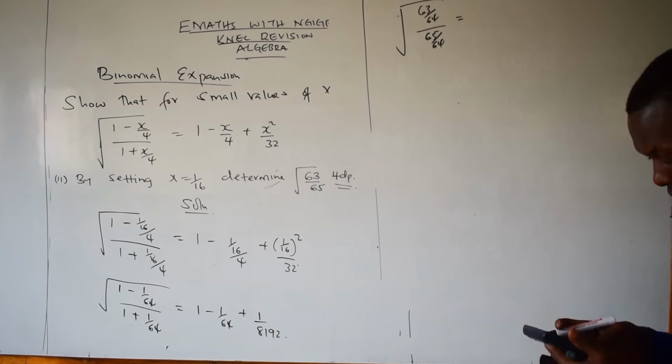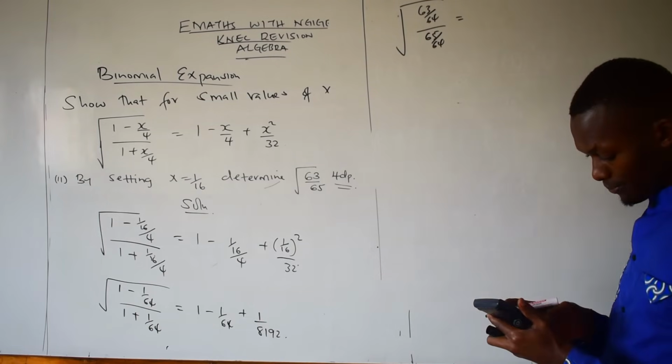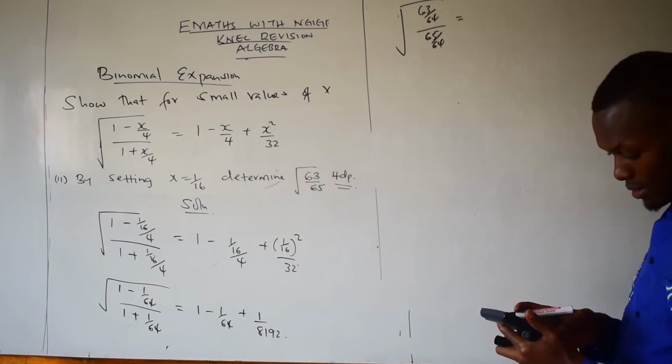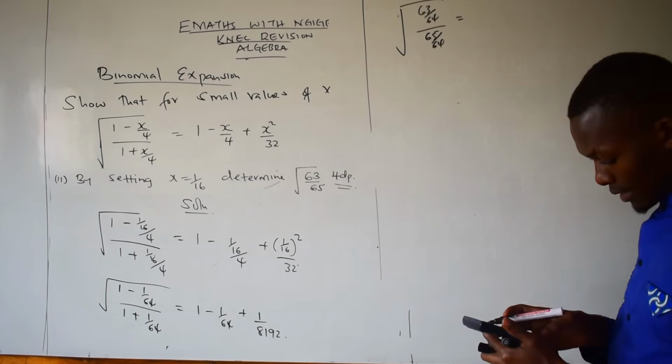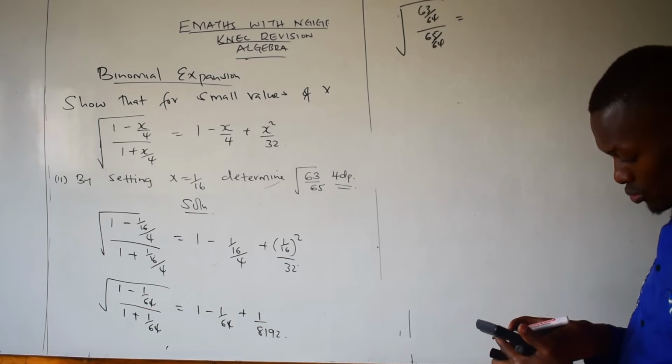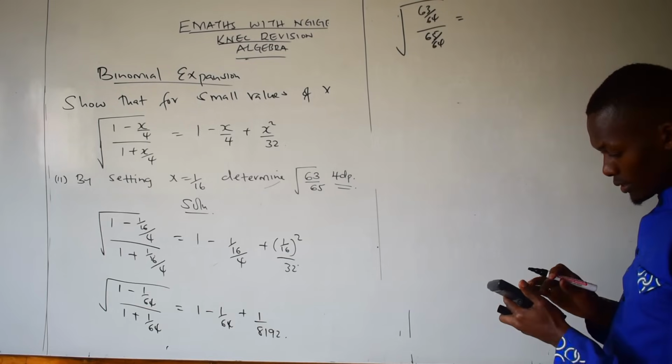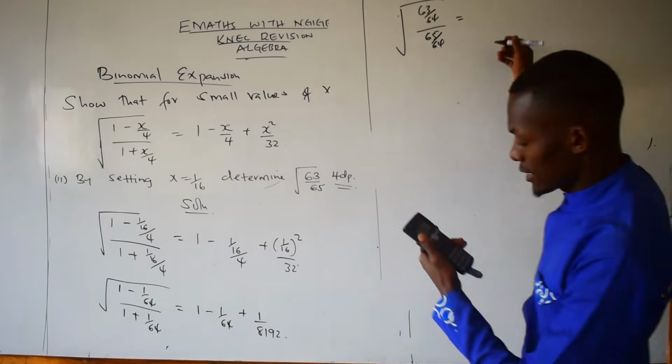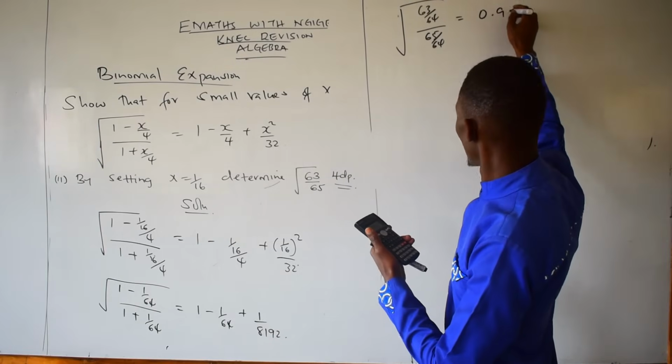Now you can solve the other side. So we have 1 minus 1 over 64. Then you add 1 over 8192, which gives you 0.9845.